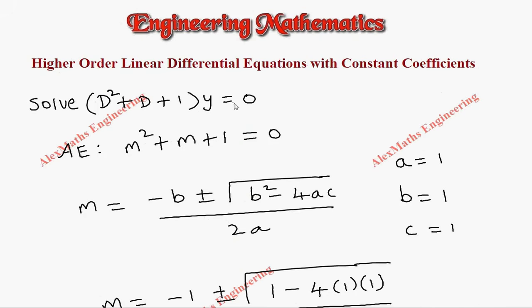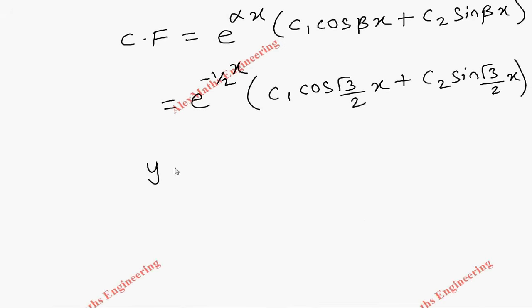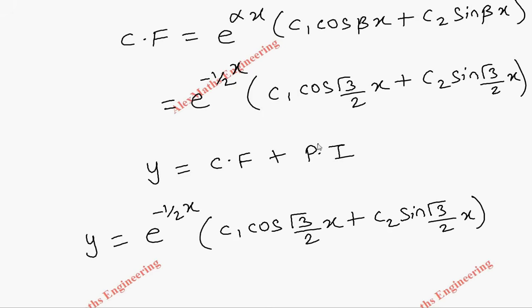The other side of the equation is 0, so there is no particular integral. Therefore, when we write the solution as CF plus PI, we have y equal to this entire term, and the particular integral is 0. So this is the complete solution.